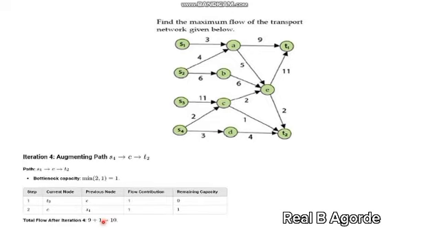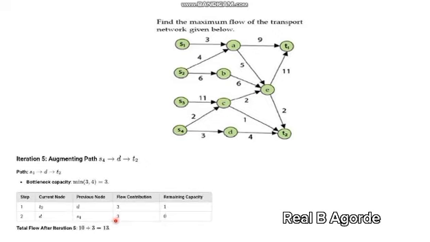In the fourth iteration, the augmenting path is node source 4 to node C to sync 2. The bottleneck capacity is minimum 2 and 1, so it equals 1. The update flow, node source 4 to node C, 1 unit used, 1 remaining. Node C to sync 2, 1 unit used, so 0 remaining. So the total flow becomes 10.